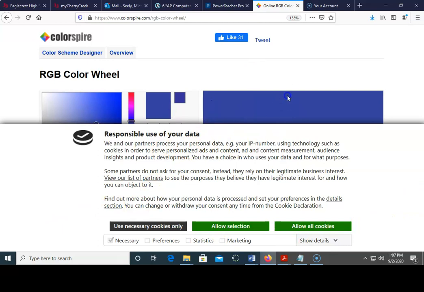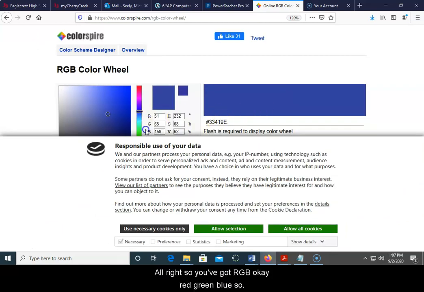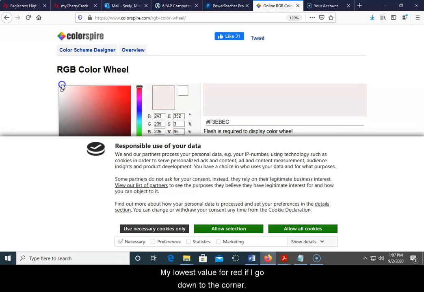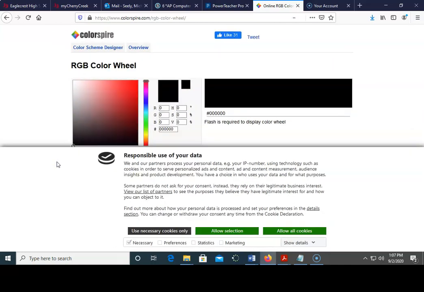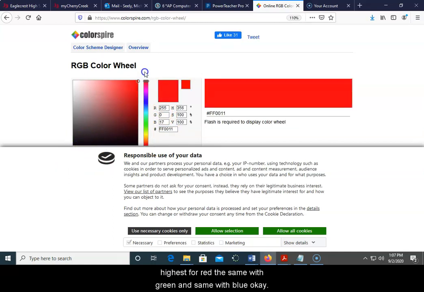Maybe I can't. All right, so you've got RGB, okay? Red, green, blue. All values of this are the highest one here. Let's see where I got 255. That's my highest value for red. It's my lowest value for red. If I go to the corner, my lowest value for red is 0. So, how did we get 0 as my lowest and 255 as my highest for red? The same with green and same with blue, okay?